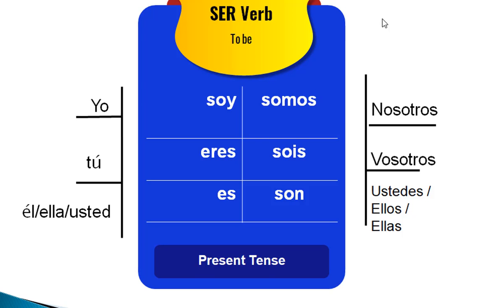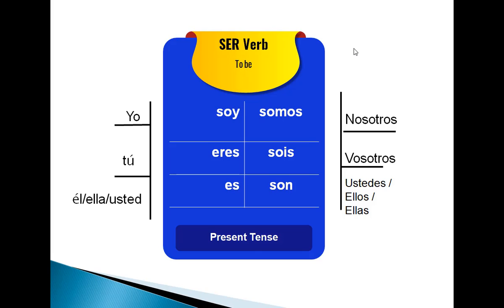Now comes the building block of the language, the verb ser, which means to be. If you want to say I am, you are, he is, she is, we are, you all are, they are, ser is the verb for you. There is another version to define it, the verb estar, but currently we'll focus on ser. Both ser and estar mean the same thing, to be, but there's a difference between them which we'll learn in some time. So first let's look at the conjugations of the verb ser.